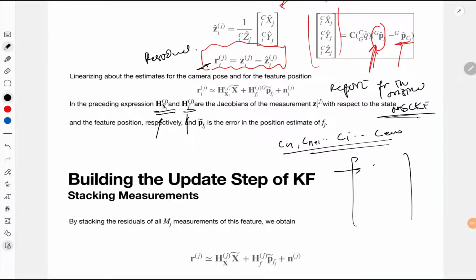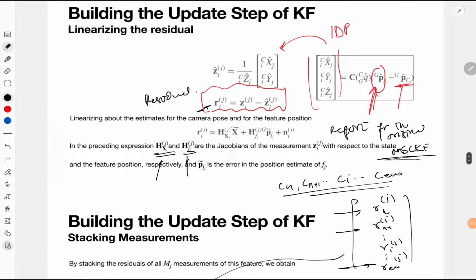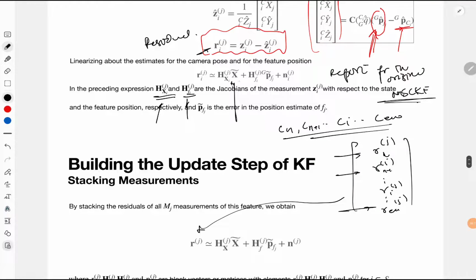You stack the residuals: r j n plus 1, r j i, r j n, this thing. When you stack them, you call it this thing, and this x tilde is actually your error state. I didn't mention this because it is just used in the formulation and you can't actually calculate it, so that is why I did not mention it.